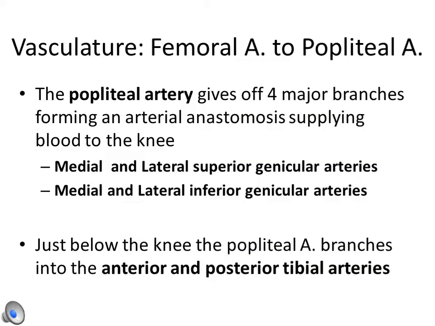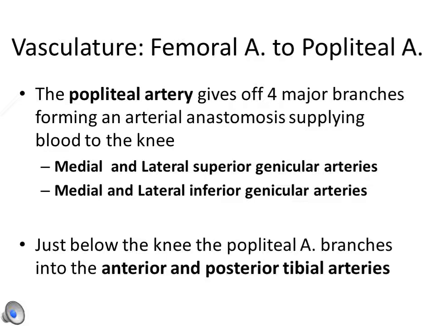Now let's talk about the vasculature of the knee. The femoral artery courses posteriorly through the adductor hiatus and is then renamed the popliteal artery. The popliteal artery gives off 4 major branches, forming an arterial anastomosis supplying blood to the knee. The 4 major branches are the medial superior genicular artery, the lateral superior genicular artery, the medial inferior genicular artery, and the lateral inferior genicular artery.